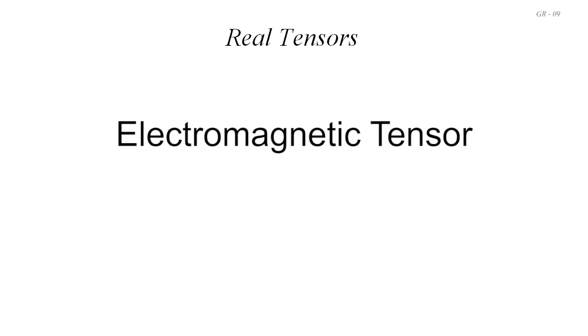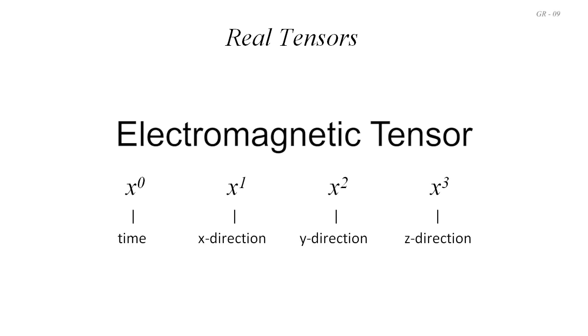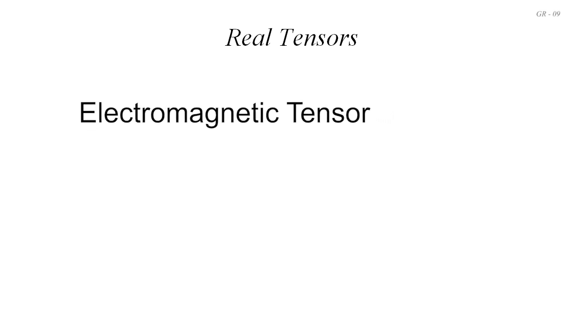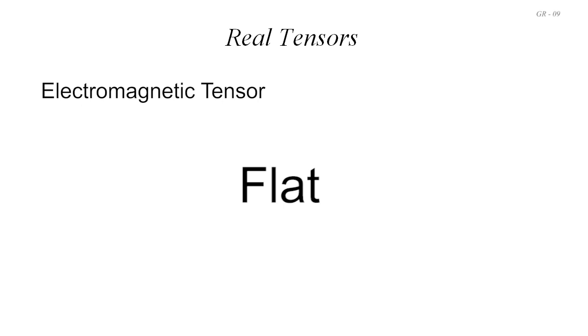We'll have to look at it in 4-dimensional space-time, which means we will take x0 as time, x1 as the x direction, x2 as the y direction, and x3 as the z direction. And we'll continue to assume that this space-time is flat. In other words, there are no significant masses in it, and also we'll assume that the coordinates are not curvilinear.